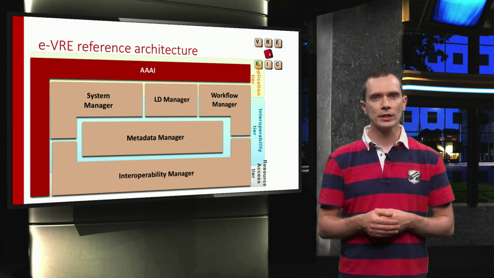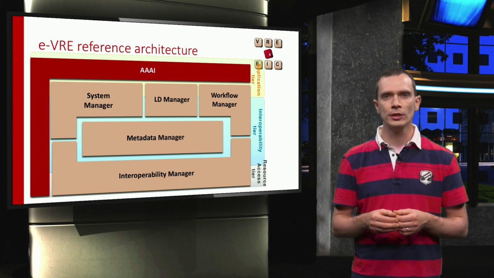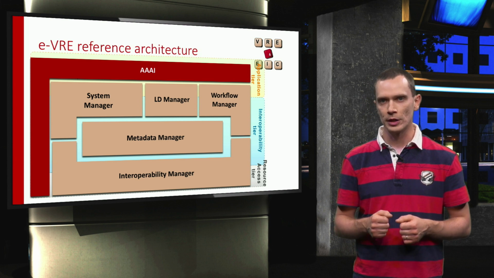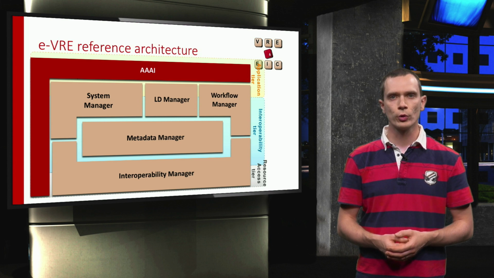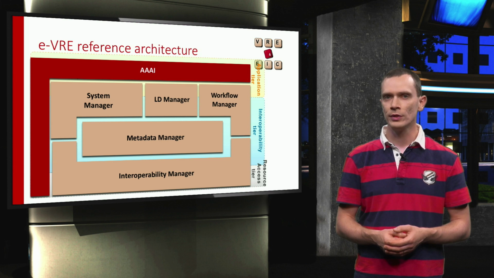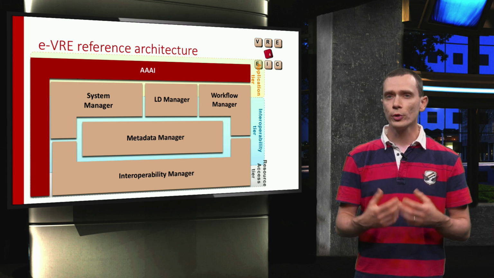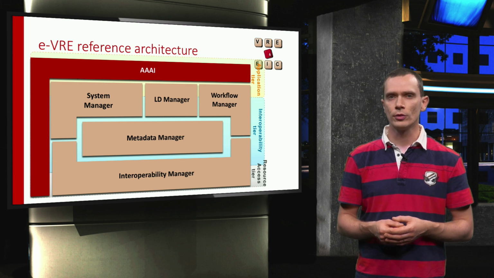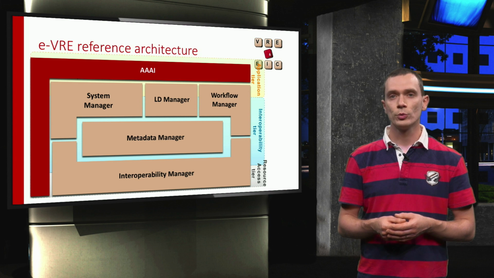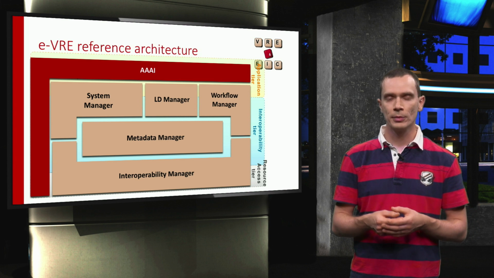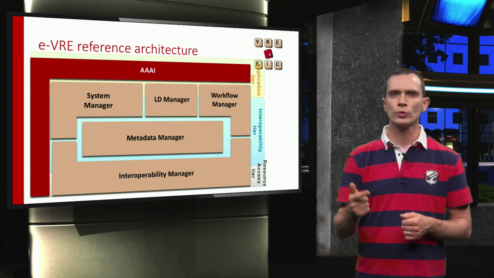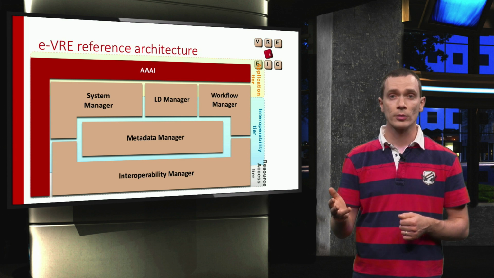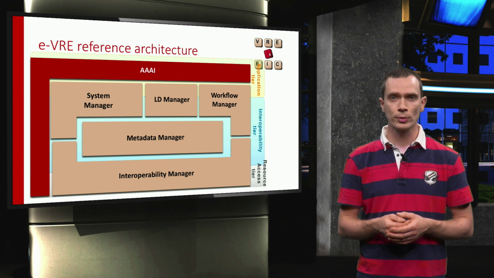VRE for EIC defines a reference architecture for an eVRE, or enhanced VRE. This architecture defines 6 conceptual components to support the research process within the eVRE. The component that interests us in this video is the metadata manager, which is responsible for storing, manipulating, and exposing metadata about resources, user profiles, provenance, etc. All data used by the other components.